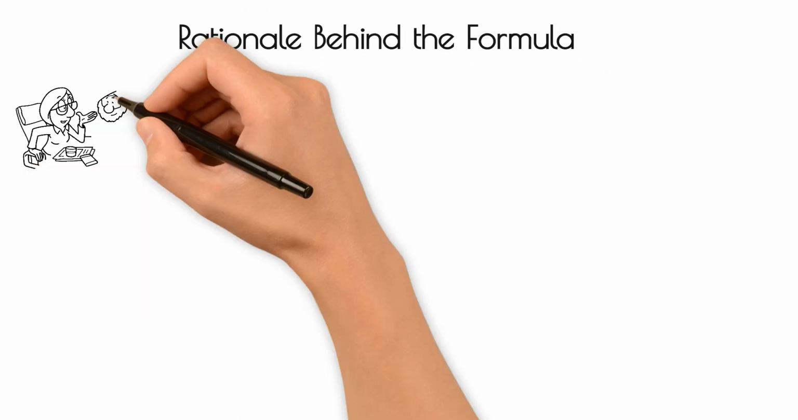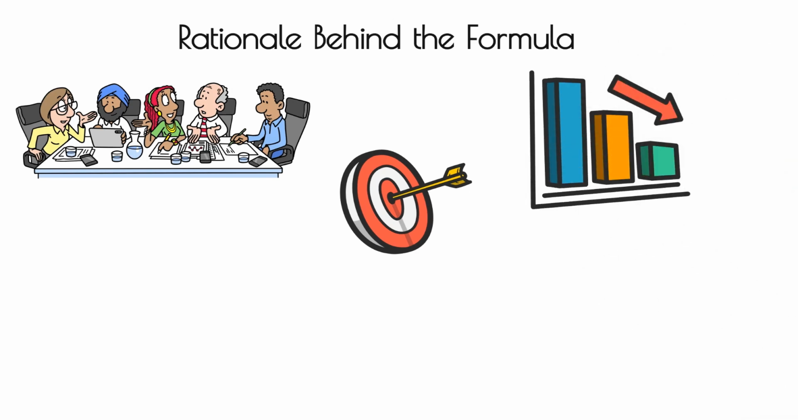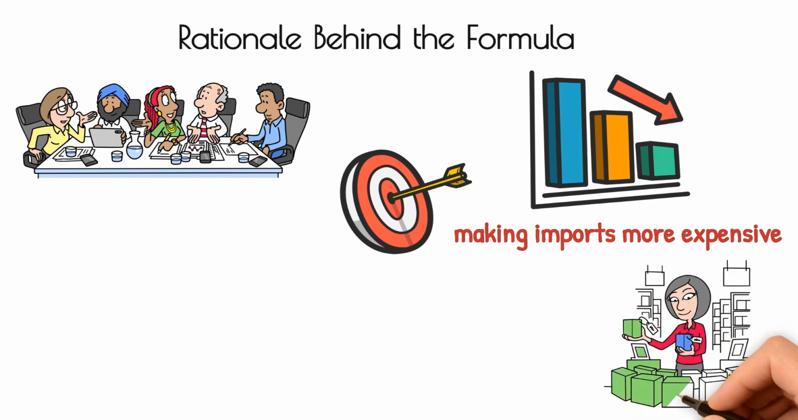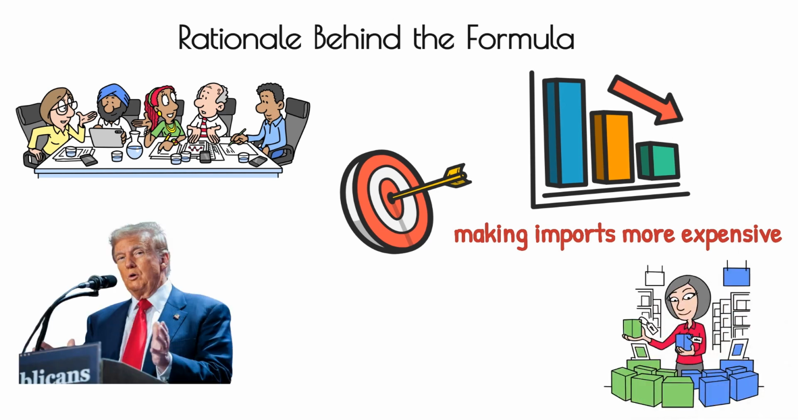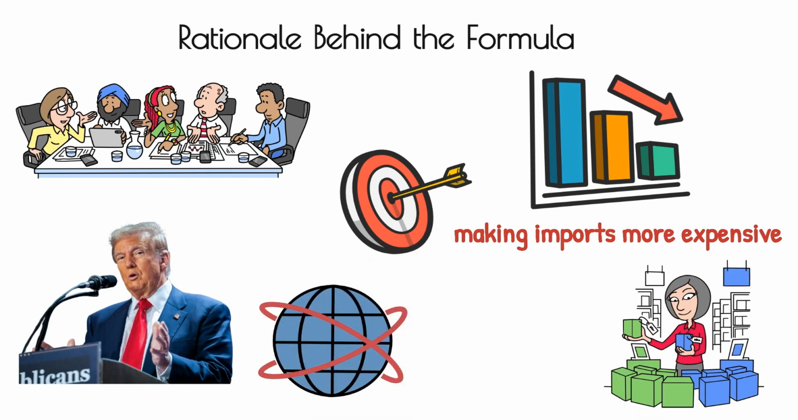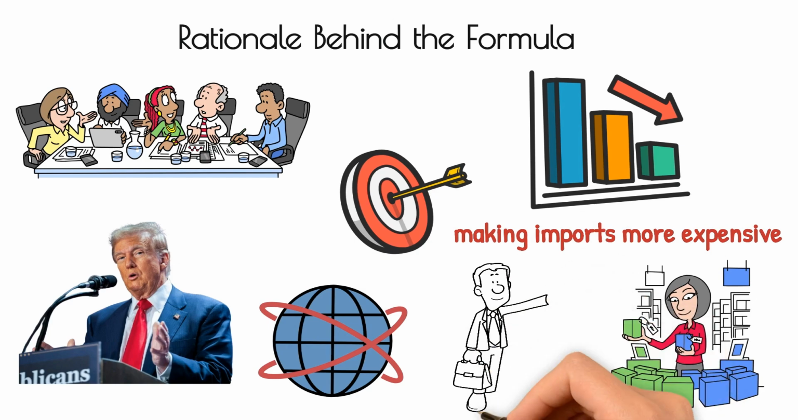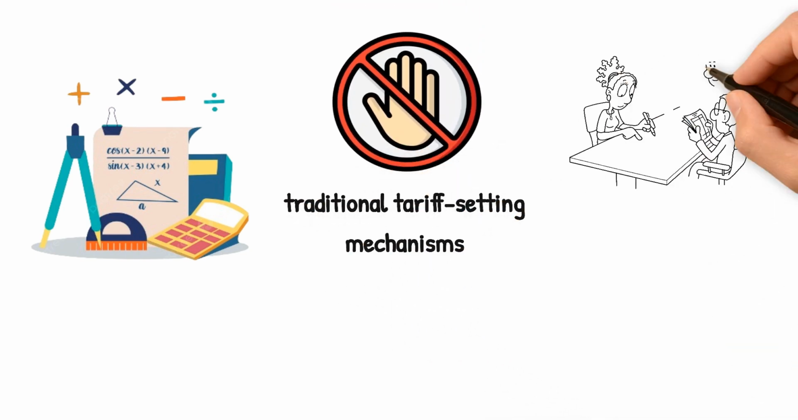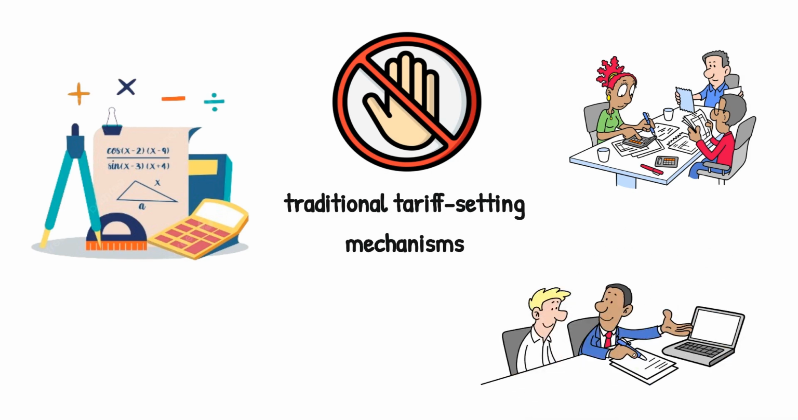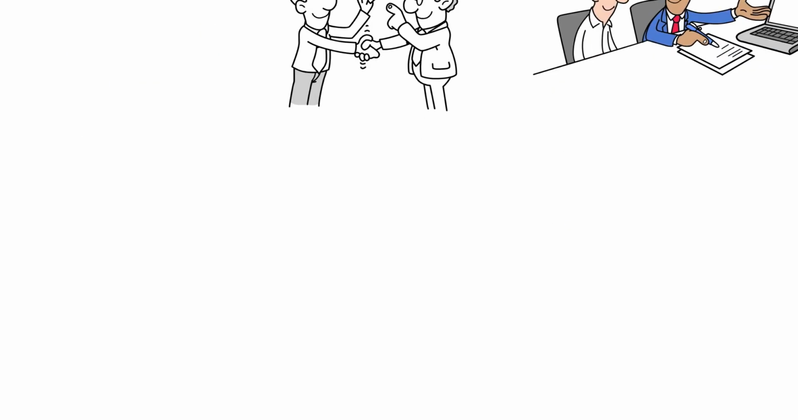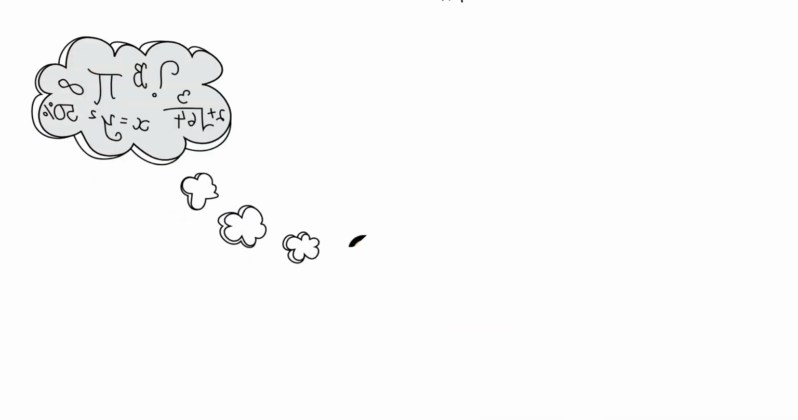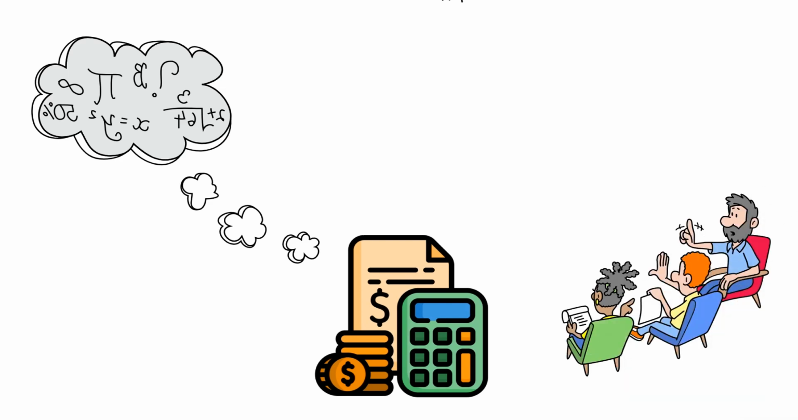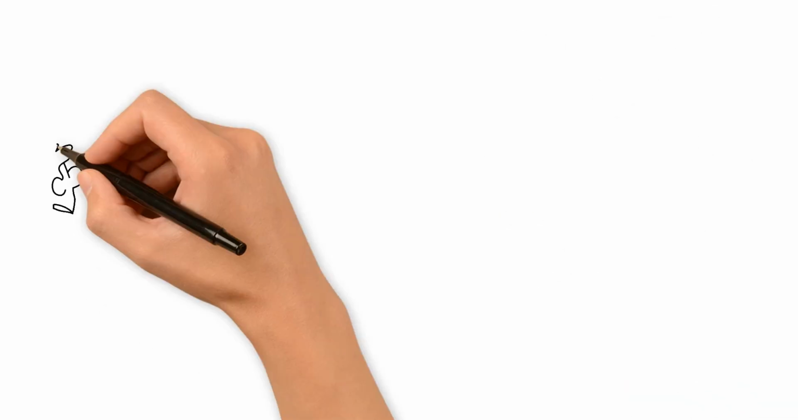Rationale behind the formula. The administration's primary goal was to reduce the U.S. trade deficit by making imports more expensive and, consequently, encouraging domestic consumption of locally produced goods. President Trump emphasized the need for other countries to eliminate their trade surpluses with the U.S., aiming for more balanced trade relationships. This formula was designed to be simple and transparent, avoiding the complexity of traditional tariff-setting mechanisms that relied on negotiations, economic impact studies, and multilateral trade agreements.